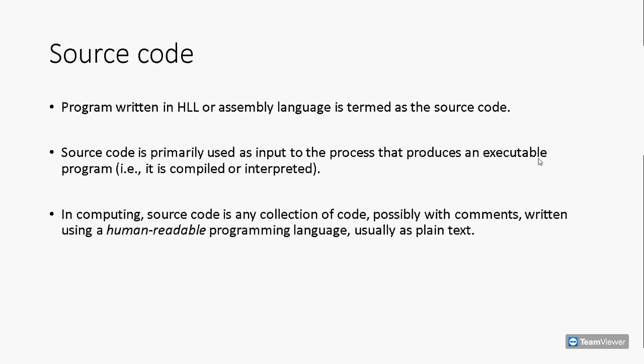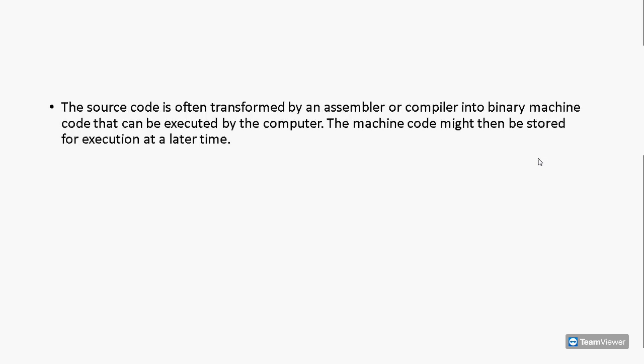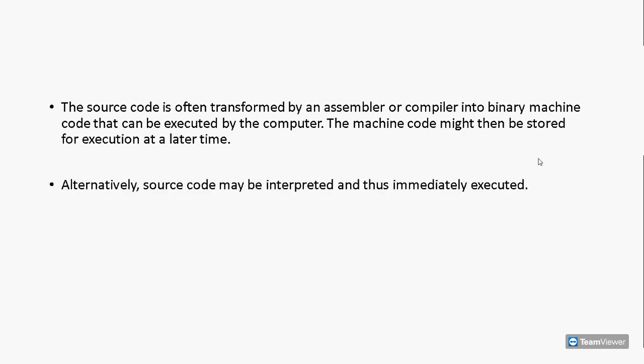In computing, source code may be referred to any collection of code, possibly with comments, written using a programming language that is human readable, usually as plain text. Computer programmers specify the actions that they want a computer to perform, mostly by writing source code. An assembler or a compiler are often used to convert source code into binary machine code that can be executed by the computer. The machine code thus generated might then be stored for execution at a later time. Alternatively, source code may be interpreted and thus executed immediately.